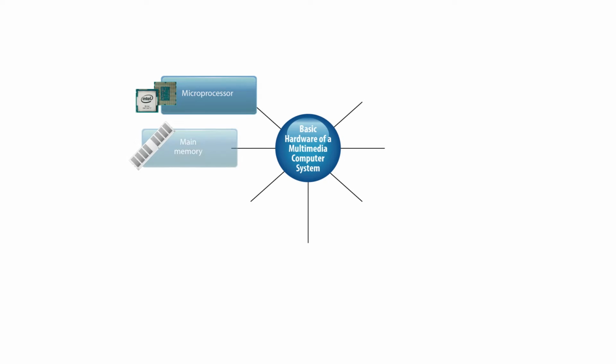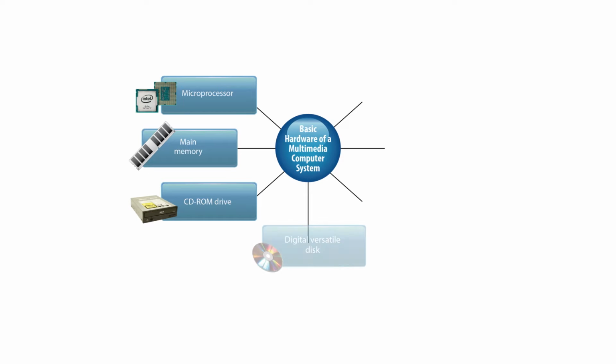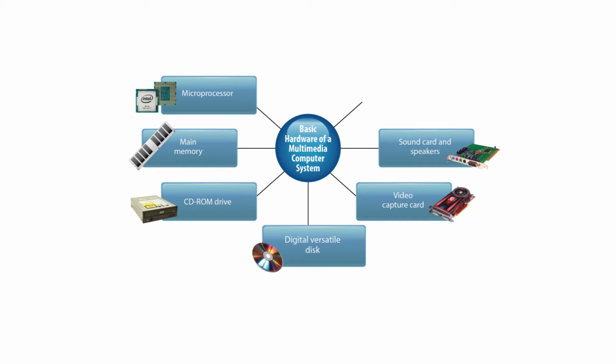Okay, now here are some components of a multimedia PC. We have microprocessor, main memory, CD-ROM drive, digital versatile disk, video capture card, sound card and speakers, and communication device or modem. They are very important to make multimedia products work very smoothly. You have to remember when you play back, if your computer does not have enough peripherals, it may not support certain multimedia components. So that is why it is very important to understand the components of a multimedia PC.